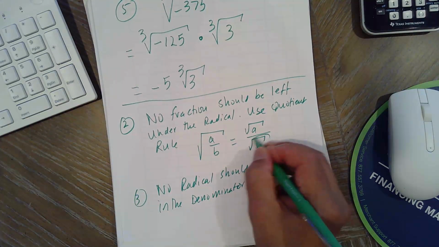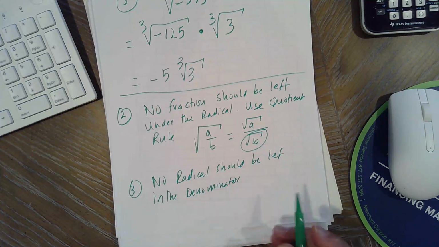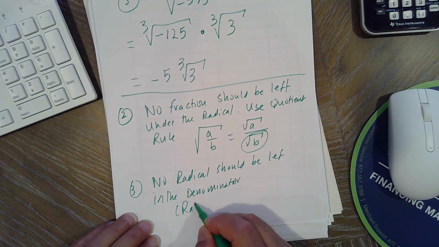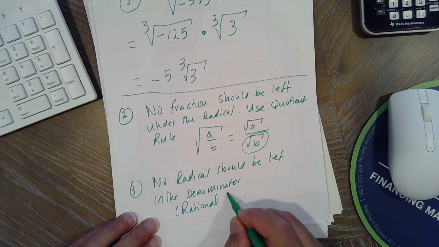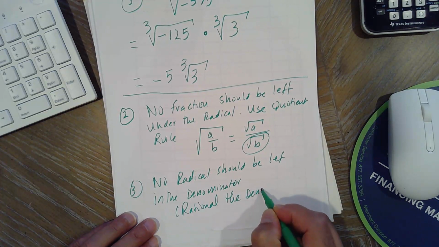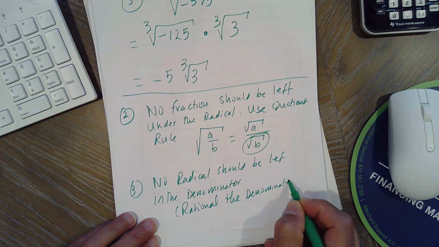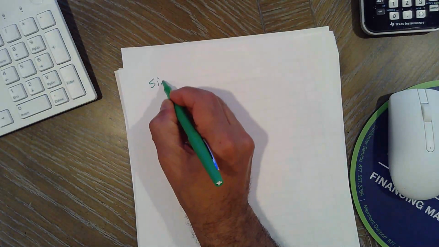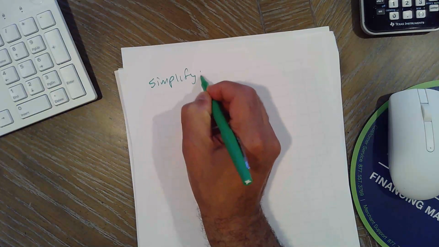So this is not going to be your final answer. You cannot leave it. What do we do? We're going to rationalize the denominator. We'll talk about this later. Rationalize the denominator. So this is coming later, okay? All right, so let's look at a few examples.